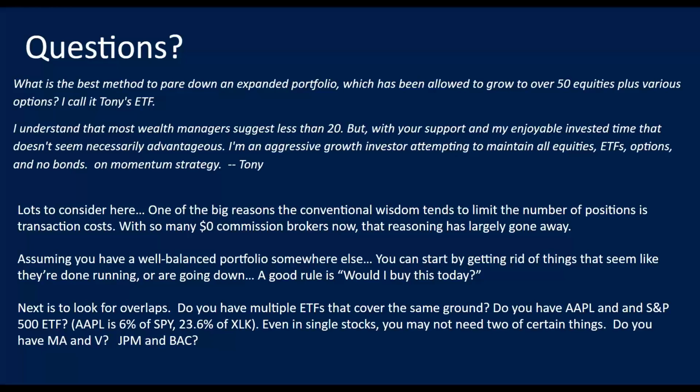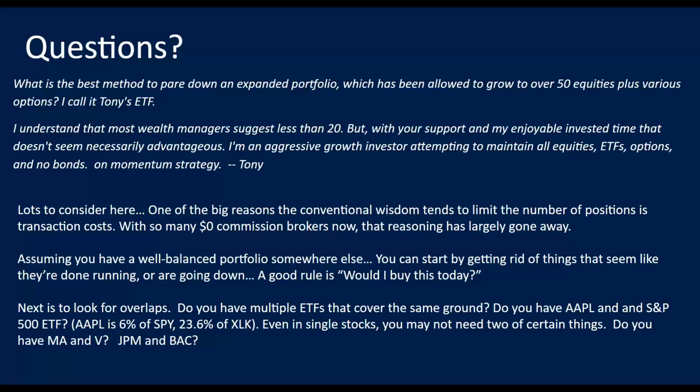One of the big reasons that conventional wisdom tends to limit the number of positions is transaction costs, right? If you have a relatively limited number of dollars, doing a lot of transactions when there's a fee for every transaction is just more expensive than doing a few transactions. Now, if you take away transaction fees, the dollar part of that has largely gone away. You still have to look at 50 stocks every day, so there's still some cost to having 50 stocks as opposed to 5. But the dollar amount of the transaction costs has gone away.